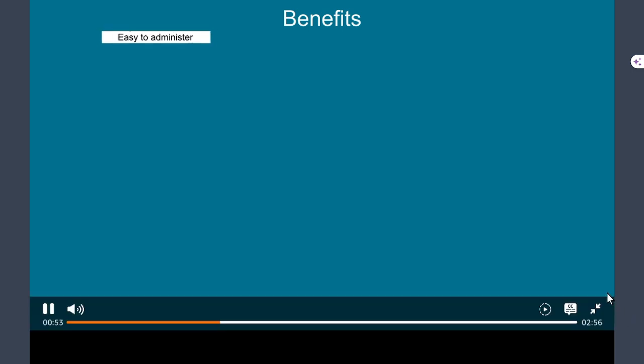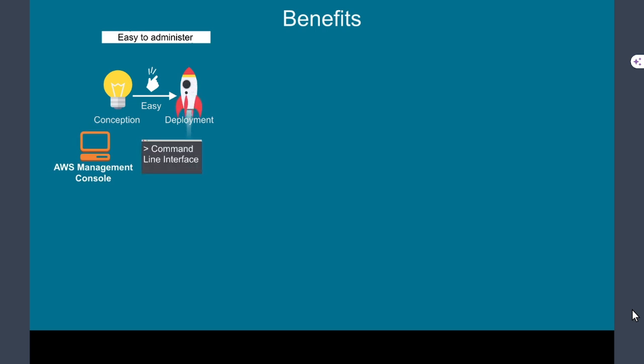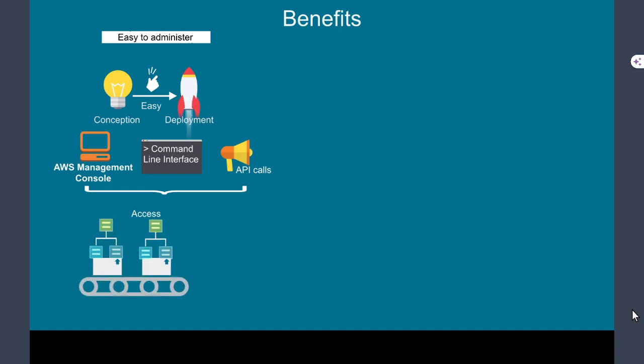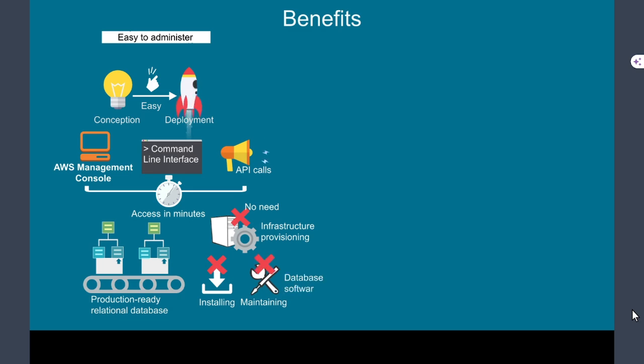Easy to administer. Amazon RDS makes it easy to go from project conception to deployment. You can use the Amazon RDS Management Console, the AWS RDS command line interface, or simple API calls to access the capabilities of a production-ready relational database in minutes. You do not need to worry about infrastructure provisioning, installing, and maintaining database software.